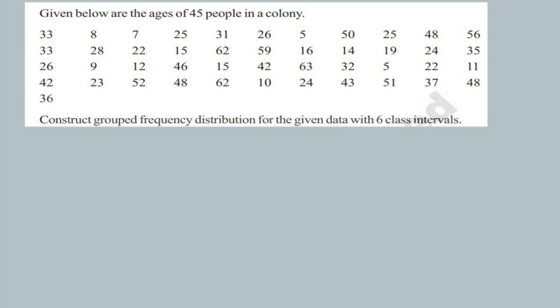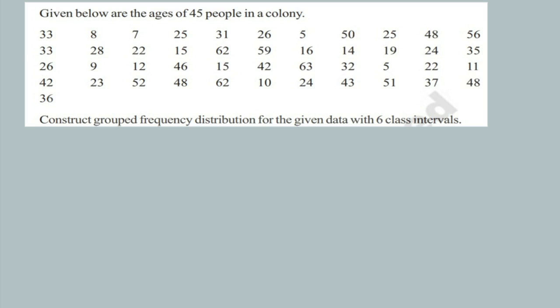Yes, look at the problem. Given below are the ages of 45 people in a colony, and these are all the ages of the people. Construct a grouped frequency distribution for the given data with 6 class intervals. In the question they have given how many class intervals they want. So I told you already, whenever data is given, observe the data carefully. After that, what is the first step?